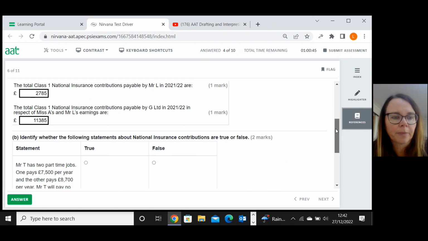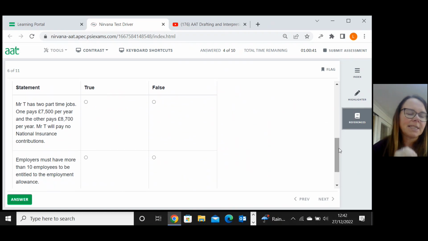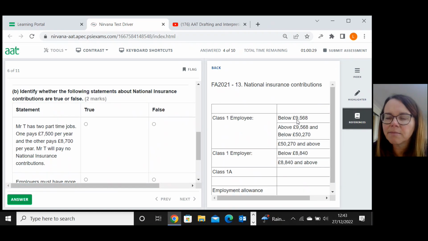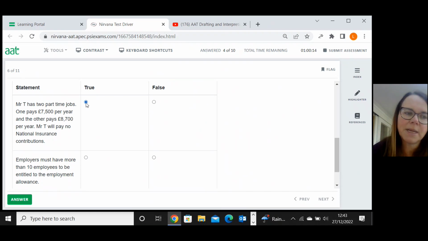True or false? Mr. T has 2 part-time jobs. One pays 7,500, the other pays 8,700. Mr. T will pay no national insurance contributions. So again, if I just get that up, below 9,568 is 0. He's below 9,568 on both of them. You get separate national insurance limits per employer, unlike income tax, which is done cumulatively. So this is true.